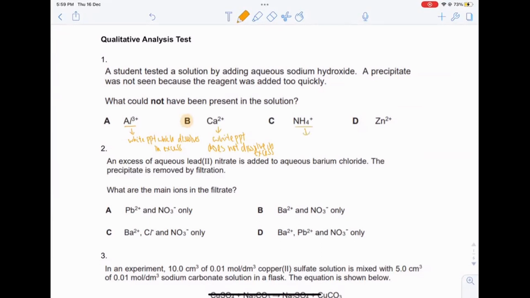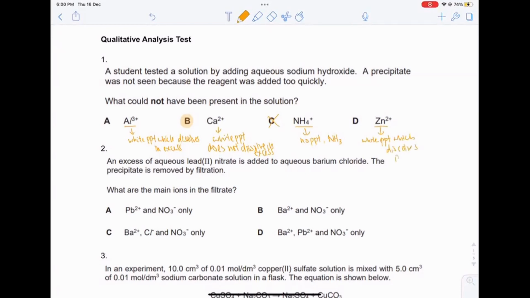So ammonium, when you add sodium hydroxide, what happens? You will get no precipitate, only ammonia produced, right? Pungent gas, which turns moist red litmus paper blue, is produced. So therefore, is there a chance that you do not see the precipitate? Yes. So therefore, it's not the answer. Then lastly, Zn2+. For Zn2+, if you add sodium hydroxide, you will form a white precipitate, which dissolves in excess.